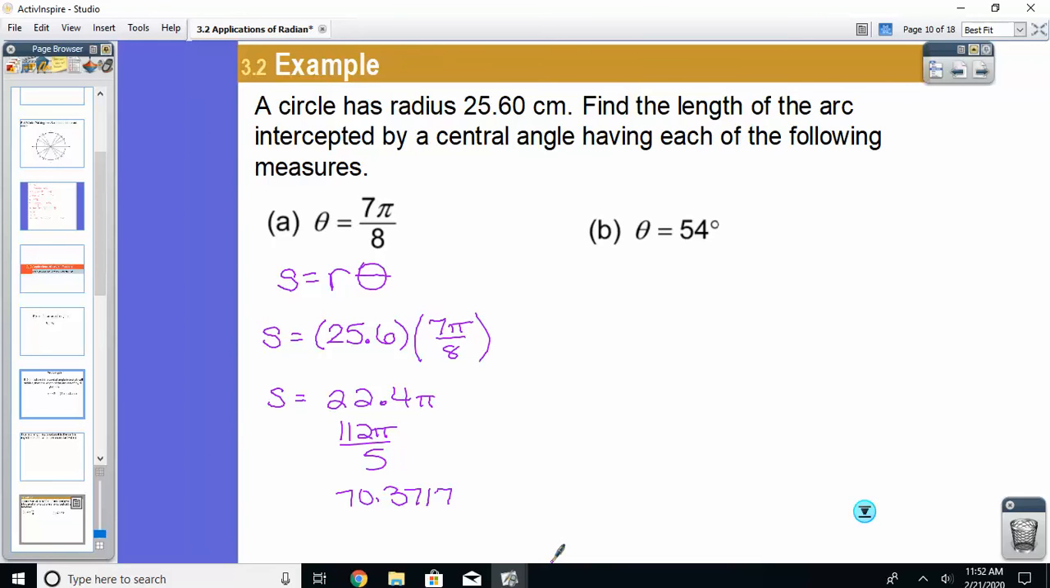What units would I put on that? Arc length is a distance, so it'll have the same units as your radius. So this would be centimeters. So all those answers are equivalent.